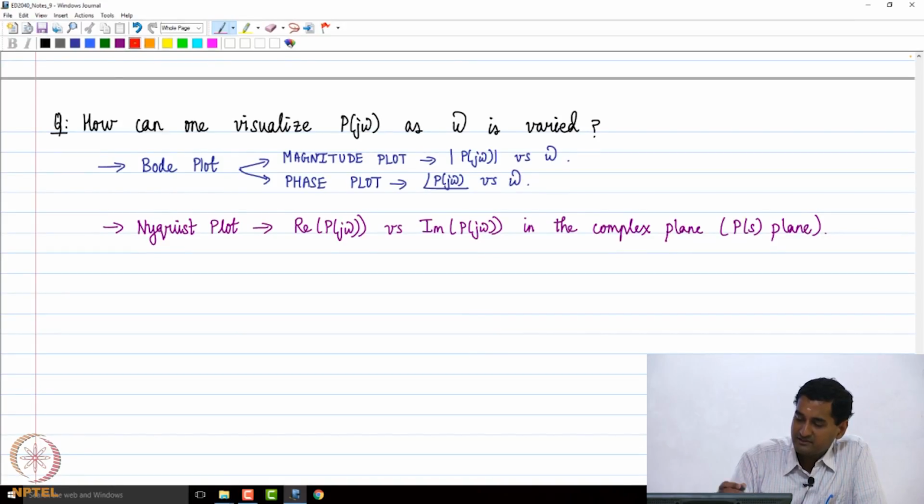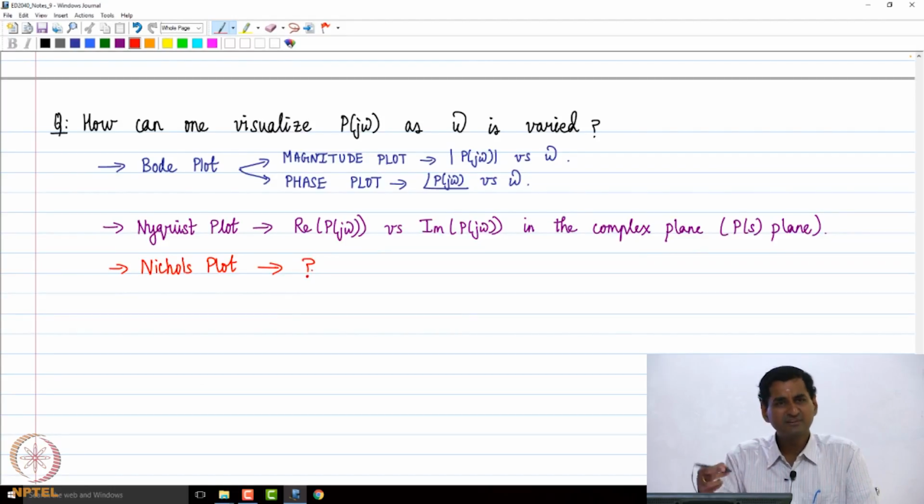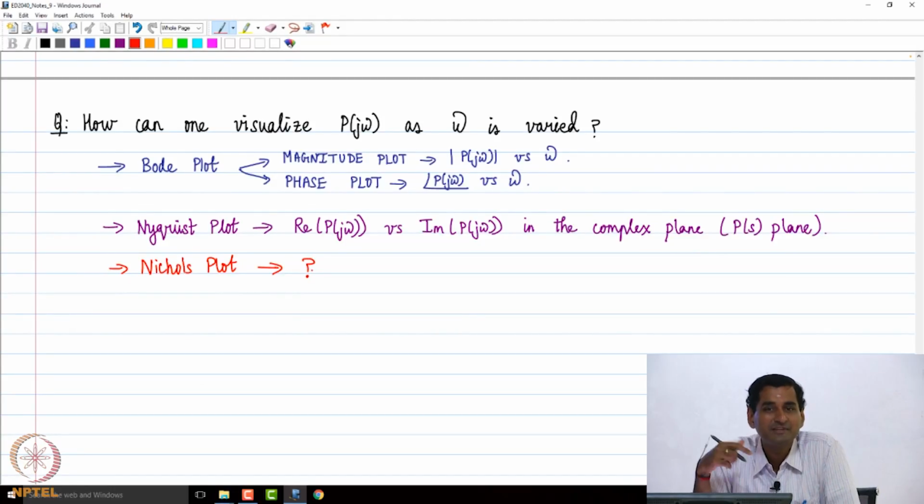The third plot is what is called a Nyquist plot. So what is this Nyquist plot? I leave it to you as a question. Just search and find out and tell me the answer tomorrow.